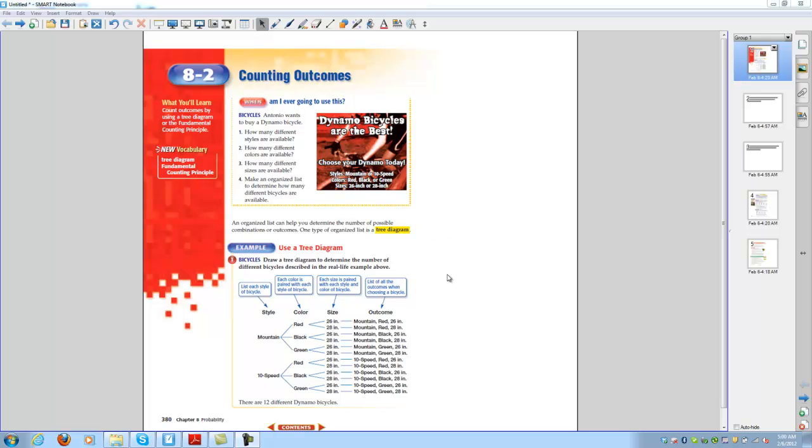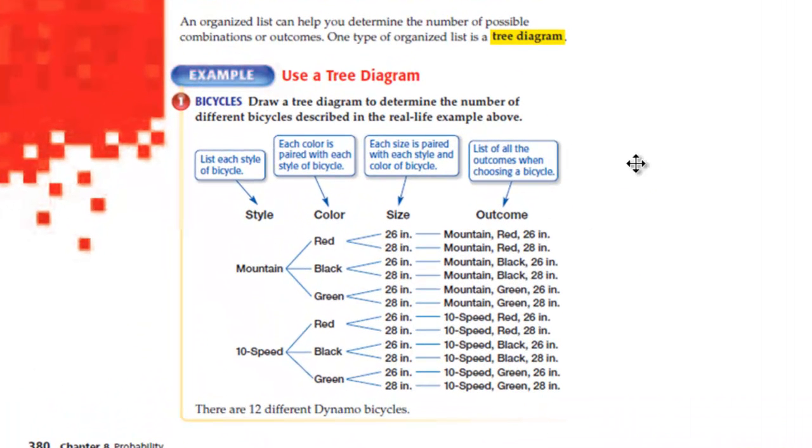Now, tree diagram is exactly what it sounds like, a diagram that branches like a tree that will show all the different possibilities. So down here we see an example of a tree diagram. Notice we have style, color, size, and outcome. These are the different categories, and then underneath each category you have the possible outcomes.